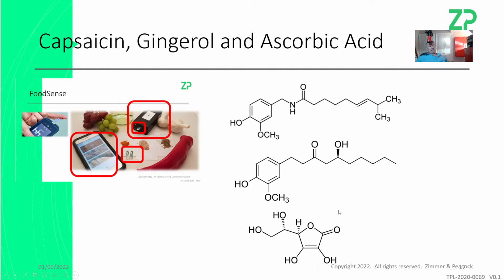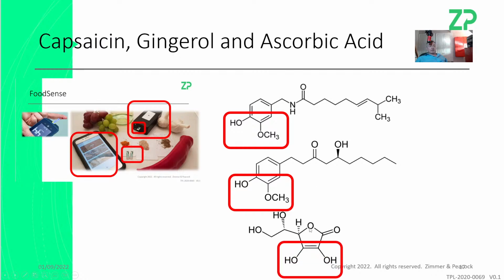And then another molecule I've got here is ascorbic acid. Now, if I just highlight a part of the molecule, do you see that part of the molecule? That's what allows us to get an electrochemical signal from it, which is the same with gingerol as well. It's this part of the molecule. This part of the molecule and this part of the molecule, you can see they're identical between gingerol and capsaicin.